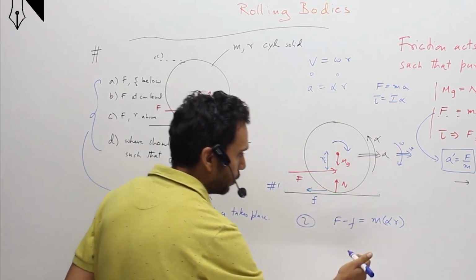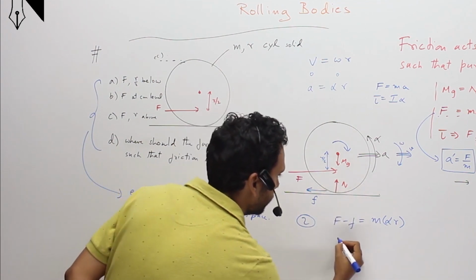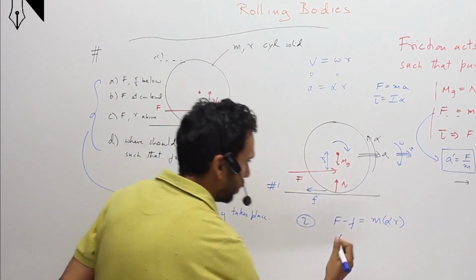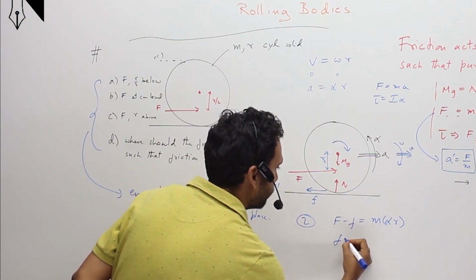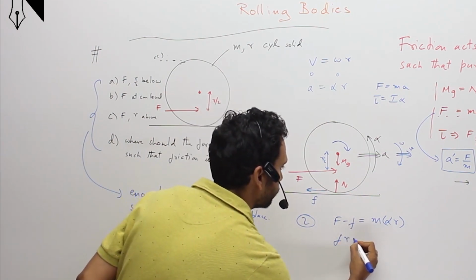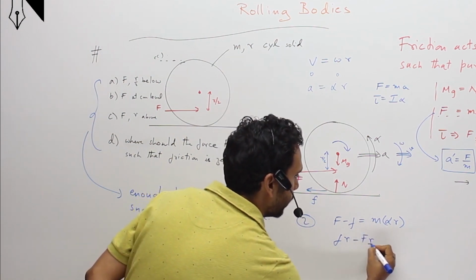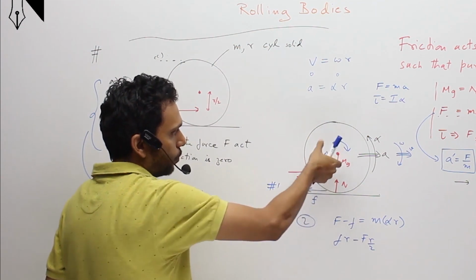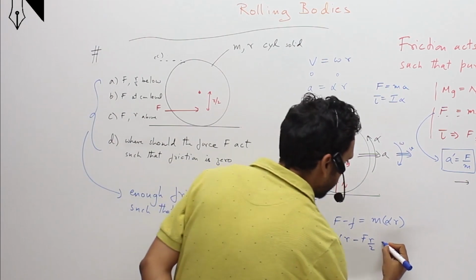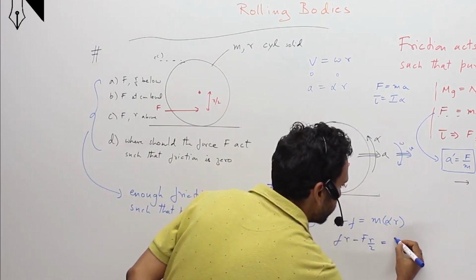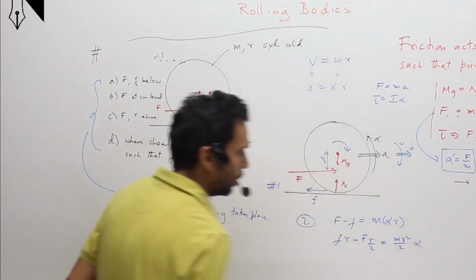For the rotational motion the equation is torque is equal to I alpha. So the forward torque should match with alpha. Forward torque is f into R minus capital F into R by 2. So f into R is forward and F into R by 2 is backward. So net it is forward, equal to I alpha. I is mR square by 2 times alpha.